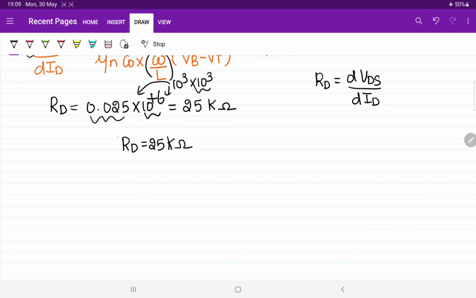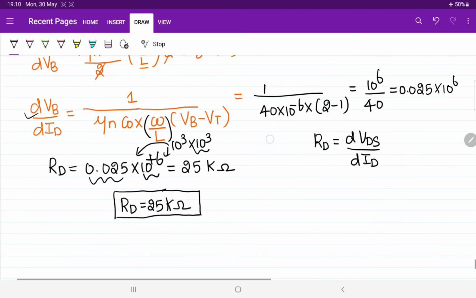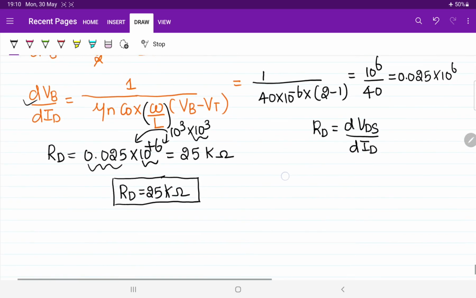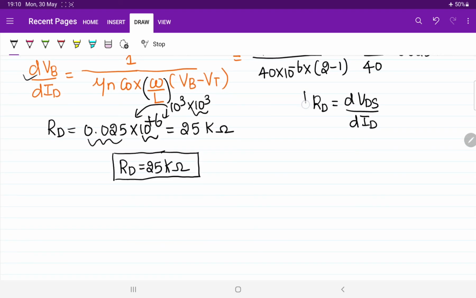So don't forget, suppose in any examination they will give you all the relations, like the value of mu n, C ox, omega by L, and the value of VDS or VGS, VT, all the data. You will be requested to calculate the value of RD. RD is nothing but the ratio dVDS by dID. If you remember this expression, you can directly calculate the value of RD. So don't forget this. This is most important. You can also observe a few of the questions already asked in your examination.